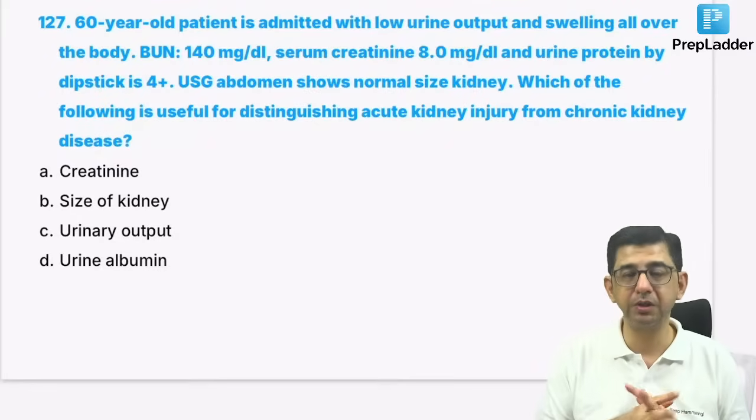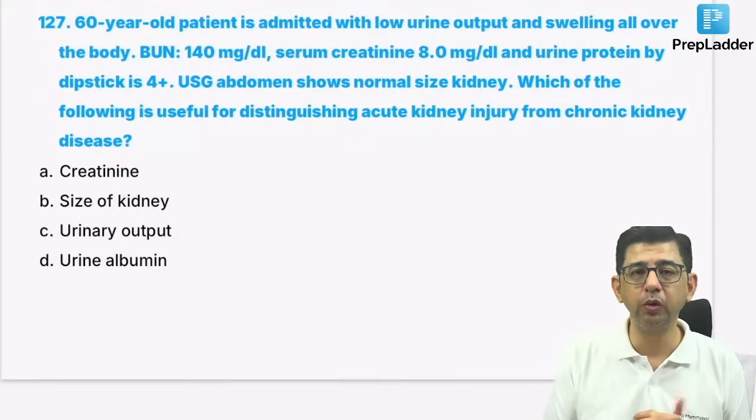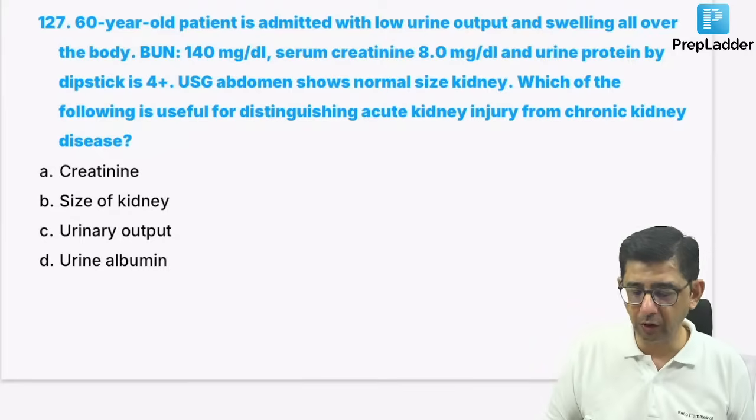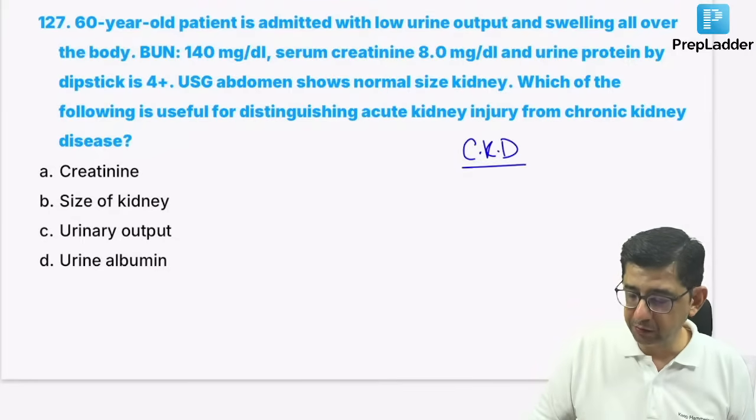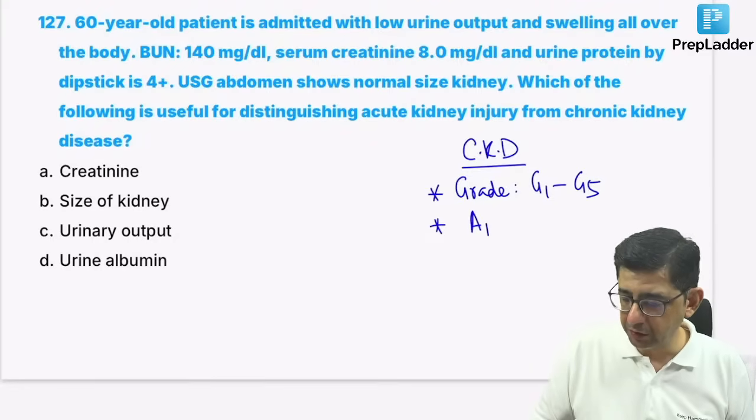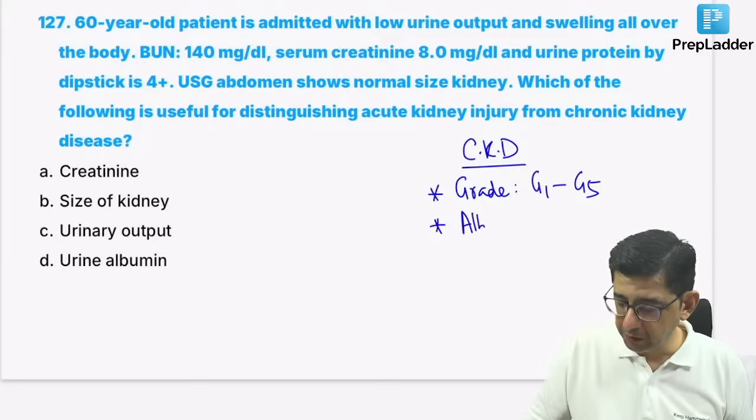Okay, so this is the question that was coming up, that what do you do to differentiate acute kidney injury from chronic kidney disease? Every time you talk about chronic kidney disease, one, we check for the grade. Like the grade would be mentioned from G1 to G5. And apart from the grade, we also mention the severity of albuminuria. It is not serum albumin that will help in differentiation. It is albumin in the urine that will help in differentiation.